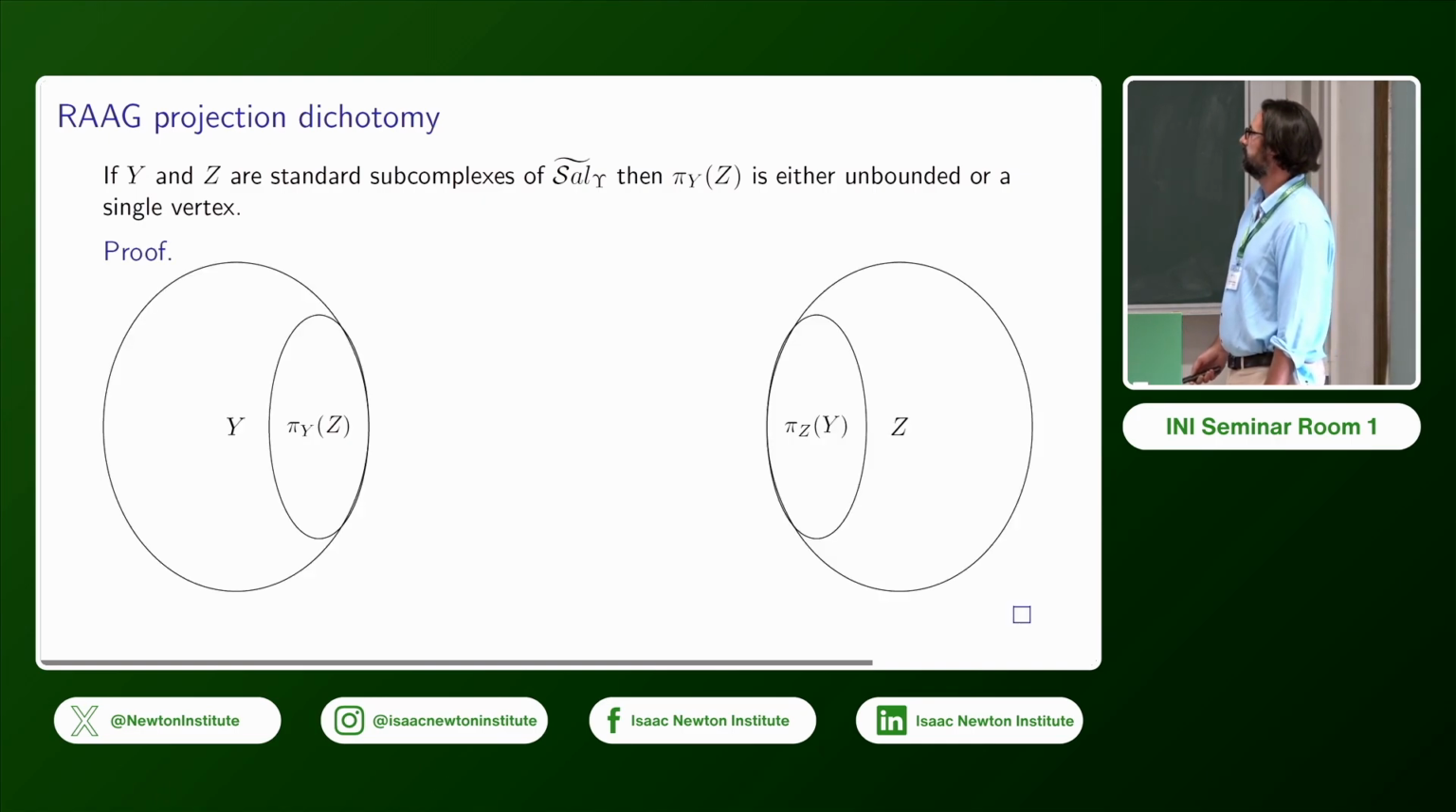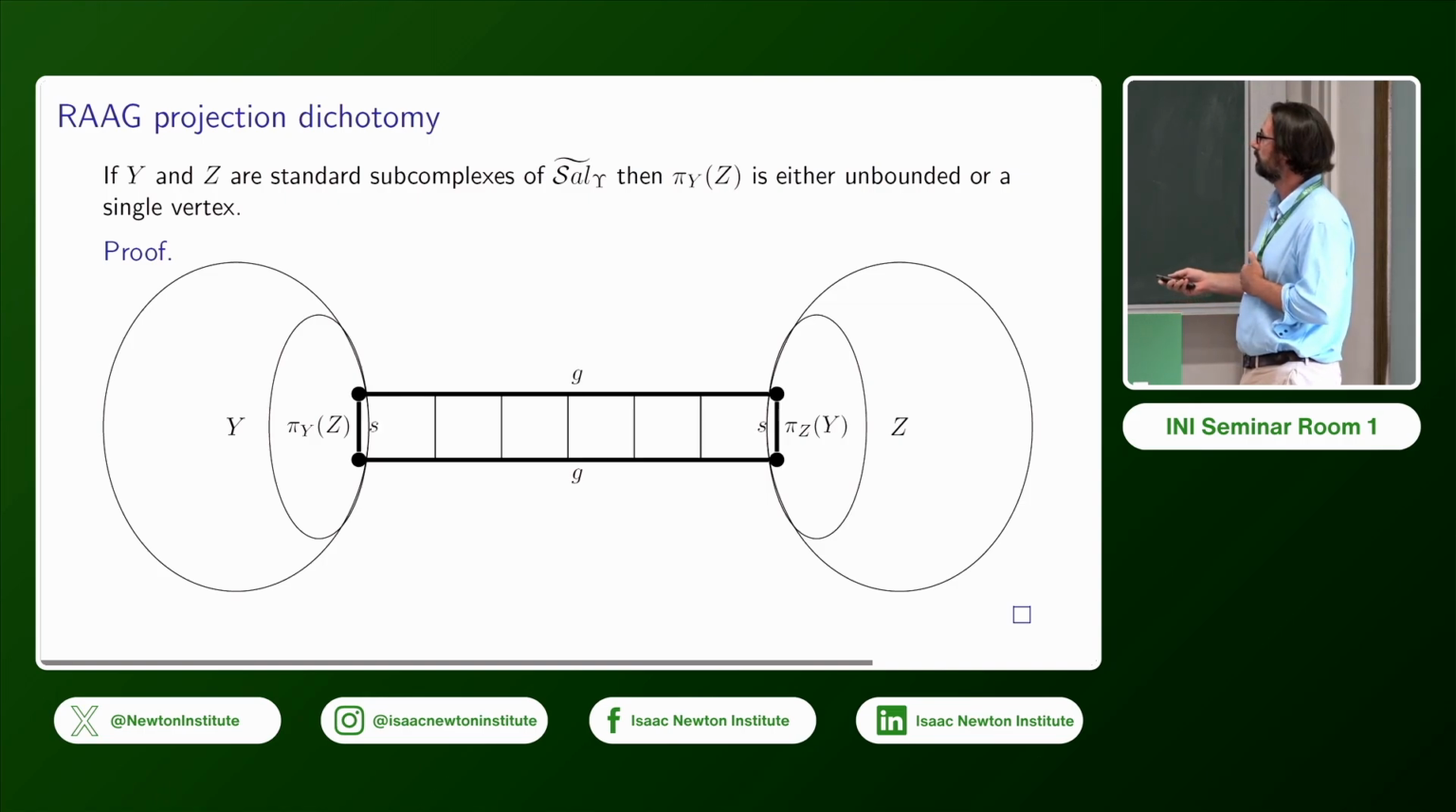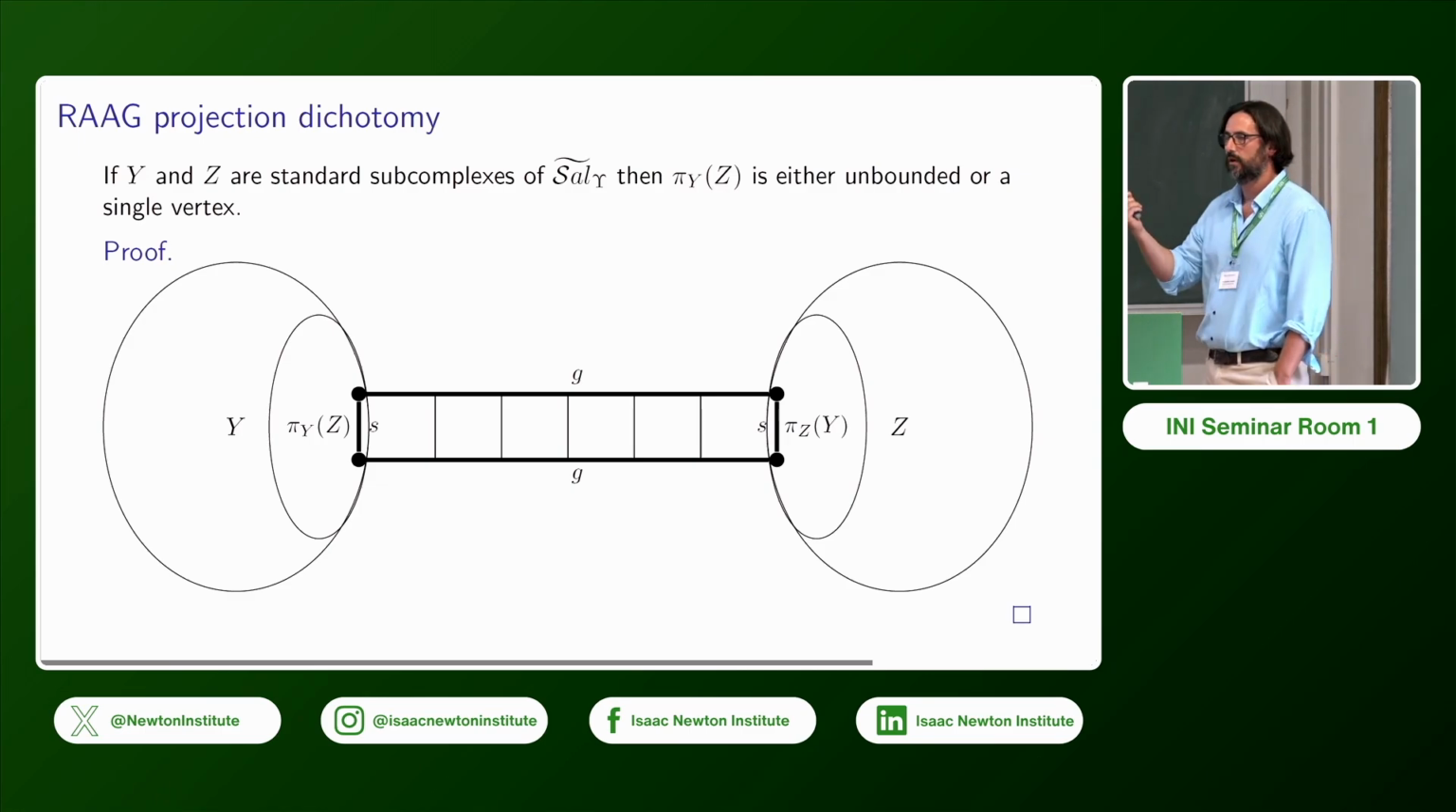Here's a picture. So Y and Z are my two subcomplexes, right? And then I project Z to Y and Y to Z, and I get two subcomplexes. And now if those are not single vertices, then there's some parallel edge in there. And from what we said on the previous slide, this edge parallel to this edge means they're labeled by the same generator, and there's some element G that commutes with that S and takes one edge to the other.